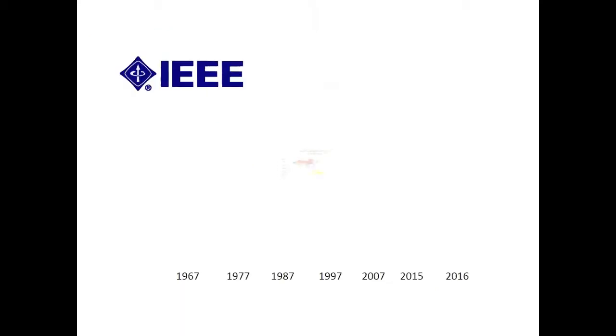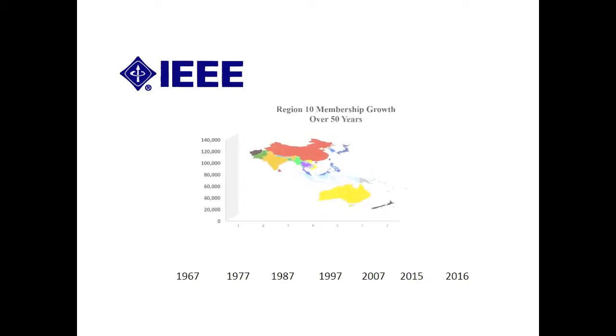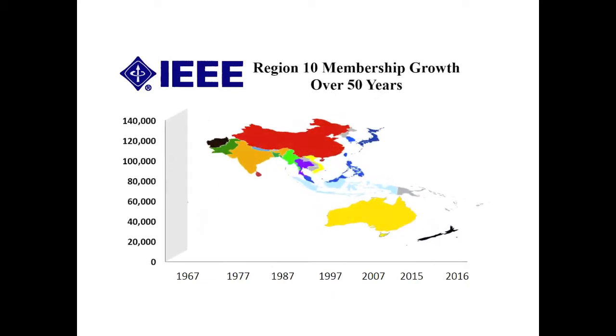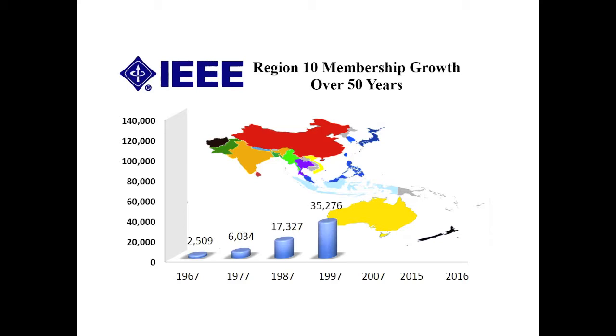Over the last 50 years, the IEEE membership in Region 10 has grown steadily, starting with just over 2,500 members in 1967. The membership has almost doubled in each decade. Today it has crossed more than 125,000 members.